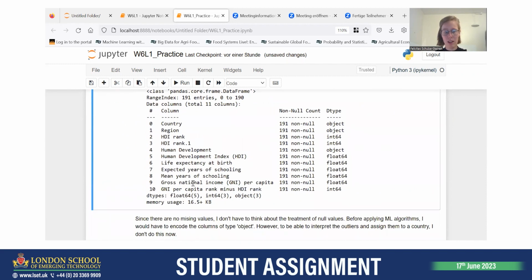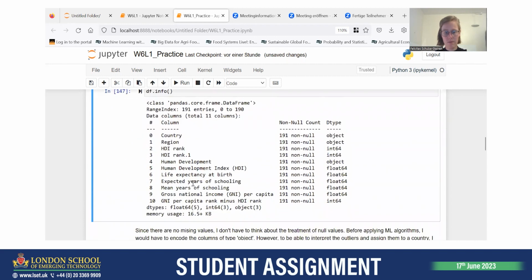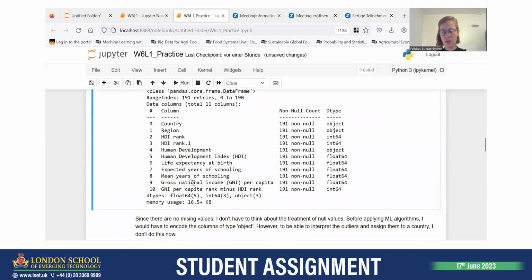Since there are no missing values, as you could see here, I don't have to think about the treatment of null values. And before applying machine learning algorithms, I would have to encode the columns of type object, which are country, region, and human development. However, to be able to interpret the outliers and assign them to a country, I don't do this now. But I'm aware that I should do this before actually working with the data and making predictions and applying algorithms.